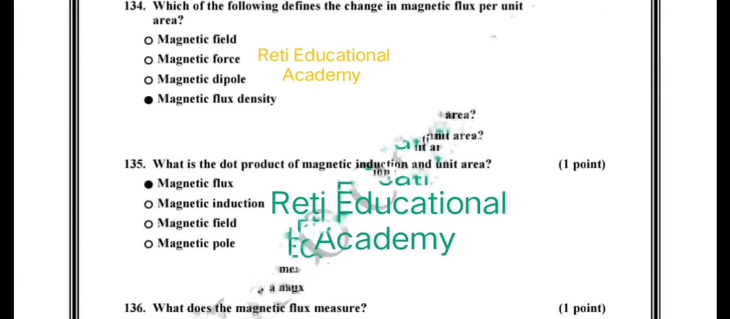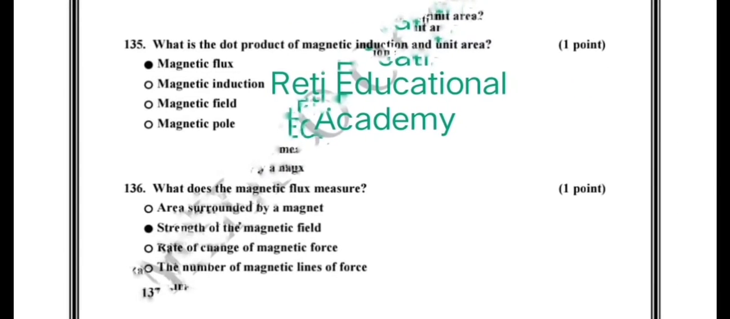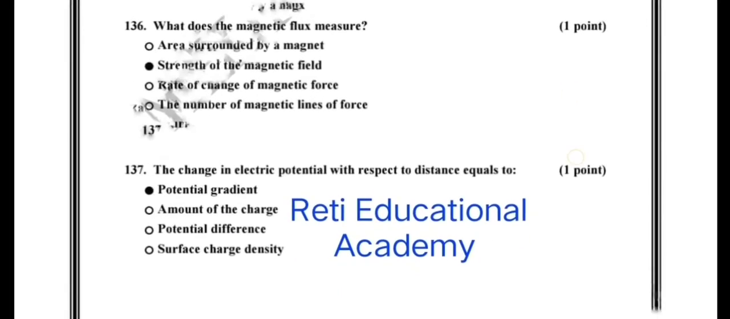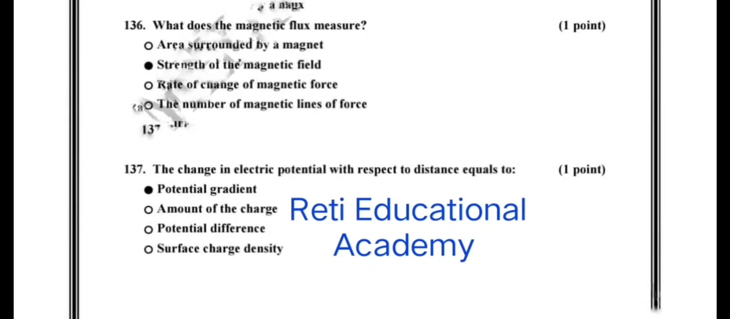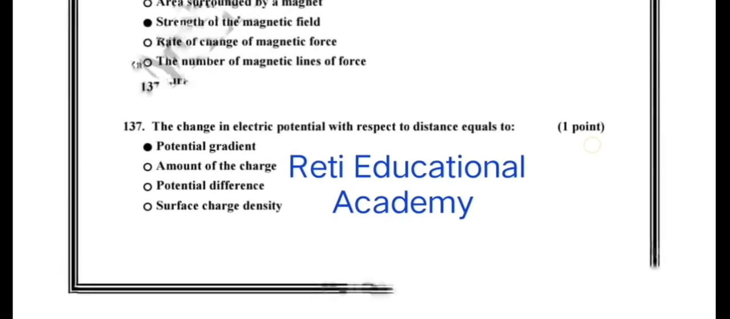Question number 135. What is the dot product of magnetic induction and unit area? And the correct option is magnetic flux. Question number 136. What does the magnetic flux measure? And the correct answer is it measures strength of the magnetic field. Question number 137. The change in electric potential with respect to distance equals to potential gradient. This is the correct answer, potential gradient.